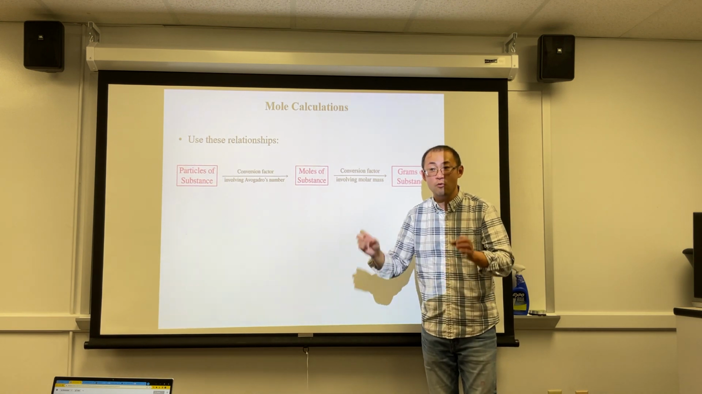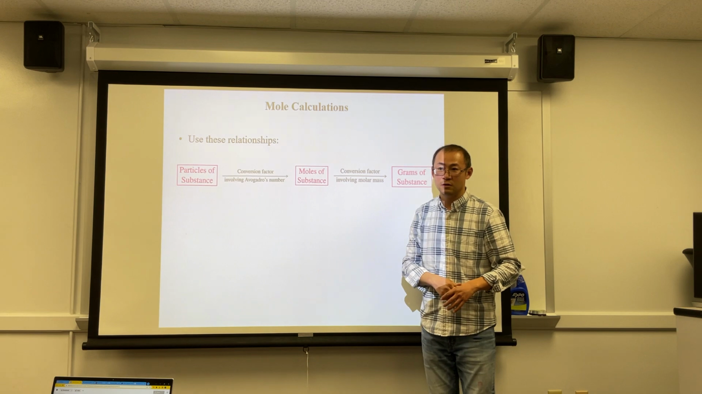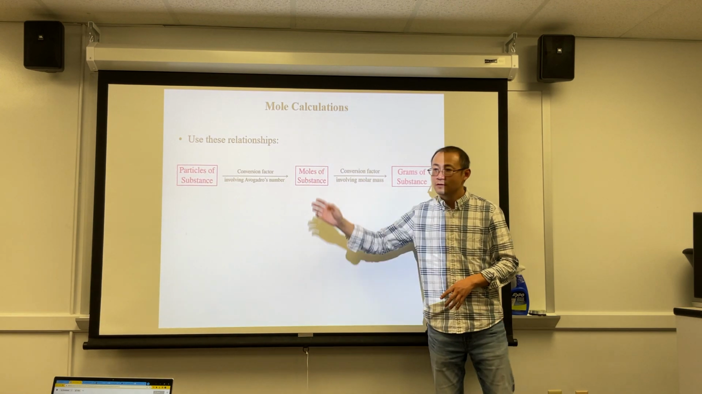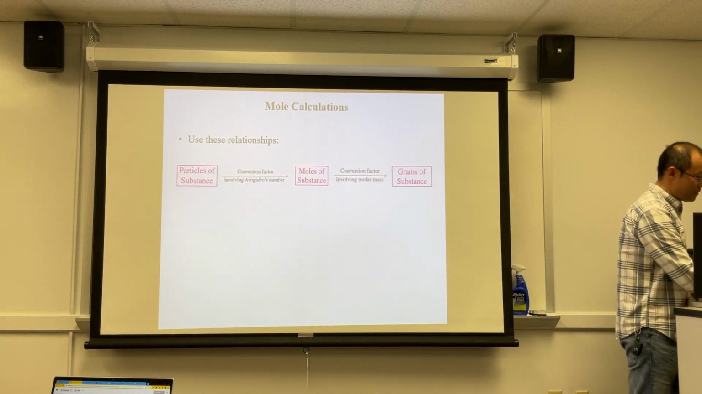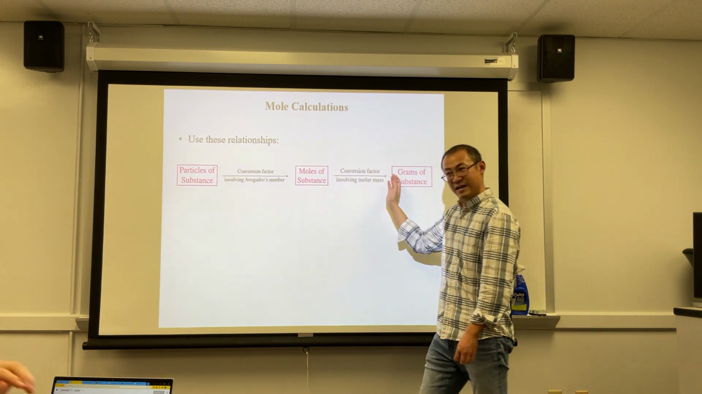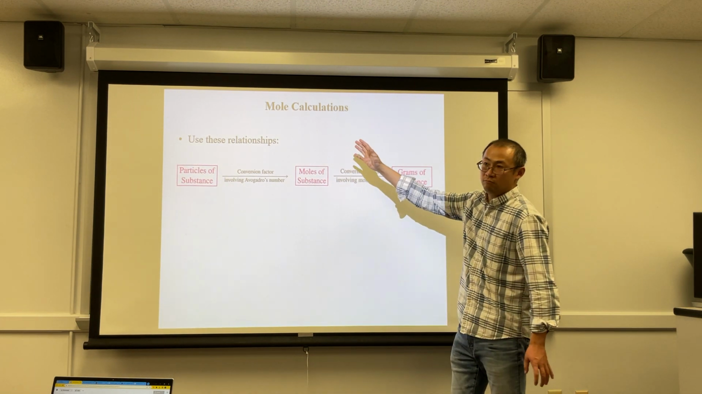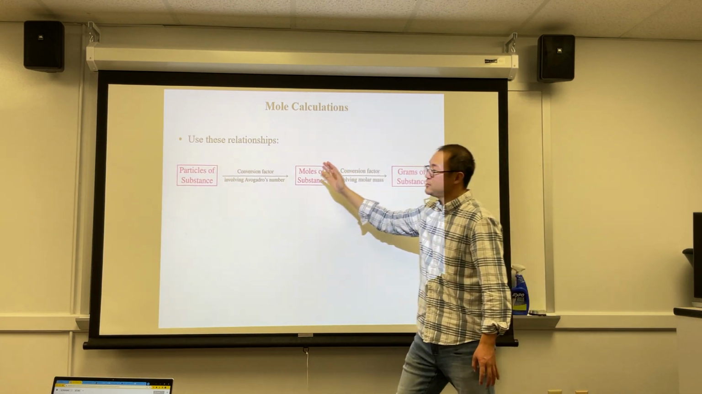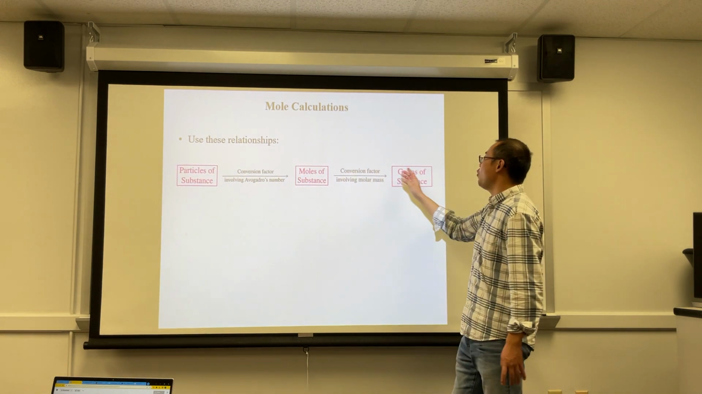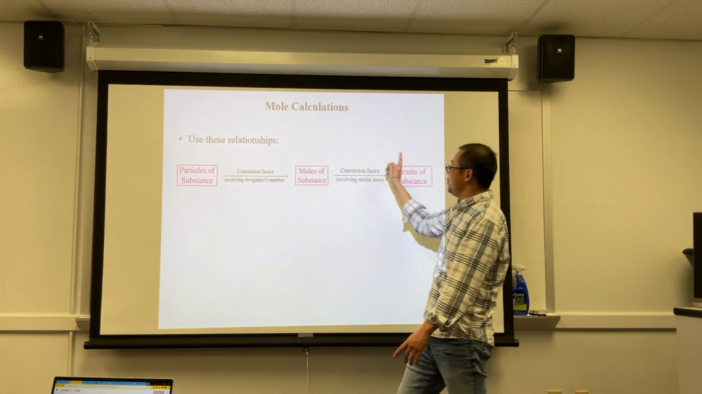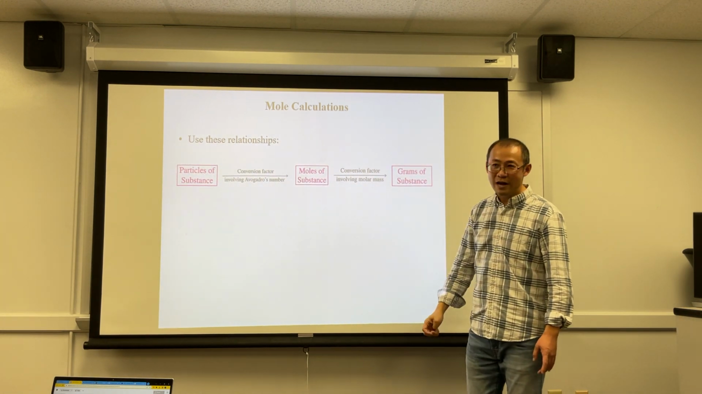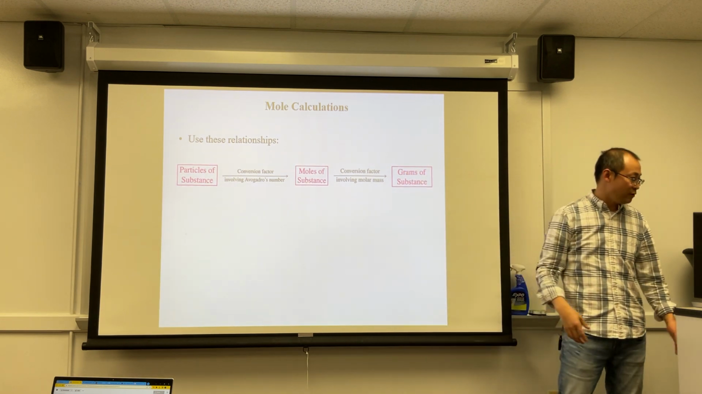Atoms and molecules, they're counted by numbers, right? So we have to use what? Mole. Okay, mole. Because these three are related with moles in the middle, we can convert between these two, or convert between these two, or convert even between these two. And we call these chemical calculations, or mole calculations.